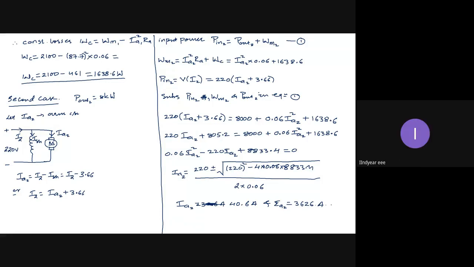40.6. Why not IA2 equal to 3626? Because with such a big value, the armature current is so large that the motor becomes unstable. At 220 volts, you cannot get a current of 3000 or 3500 amperes, right? So this value leads to unstable operation. Therefore IA2 is equal to 40.6 amps.